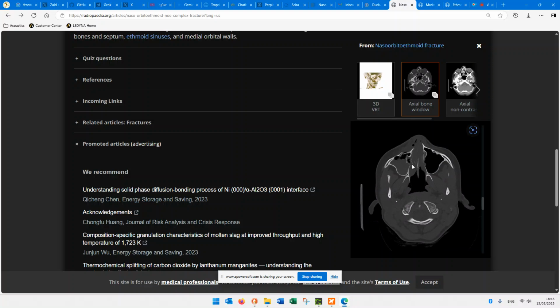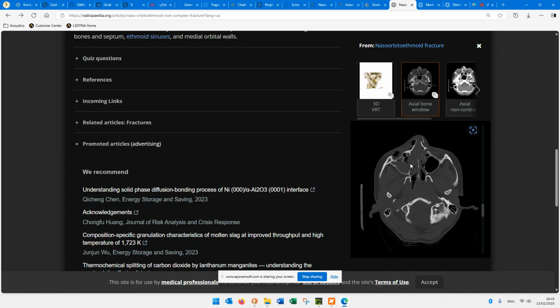And also there is involvement of the area of the ethmoid bones, and also there is involvement of the nasal bone. So this is a naso-orbito-ethmoidal complex fracture. Now, when we're talking about the classification, again, there are three types.